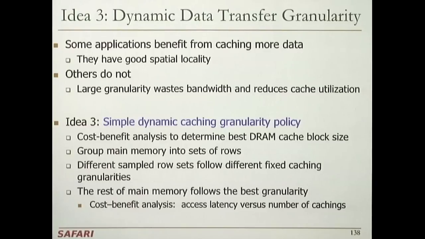Again, at a high level, the idea is very similar, but then how exactly do you do the cost-benefit analysis? That's in the paper. And there's a lot of room for improvement. I just want to give you the high-level fundamental ideas. So basically, sampling is a very general approach whenever you're trying to decide between multiple different things. In this case, we're trying to decide between multiple different caching granularities, right?